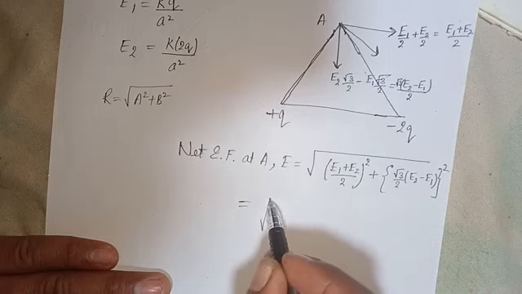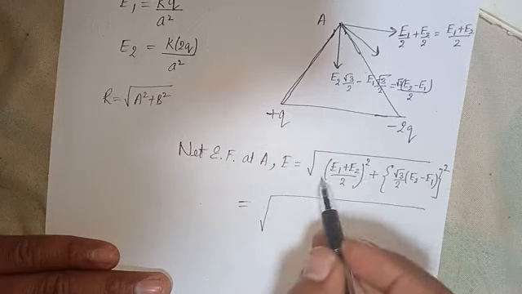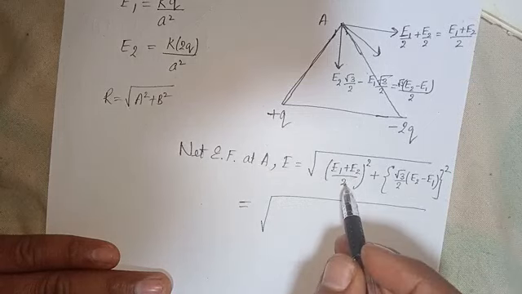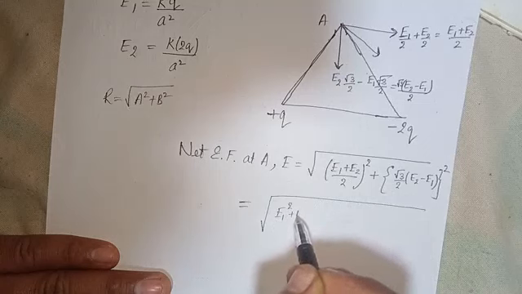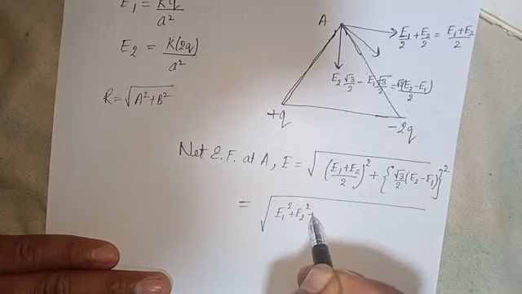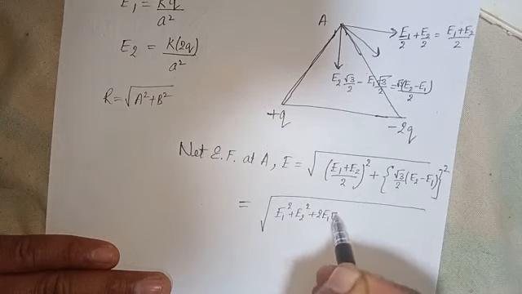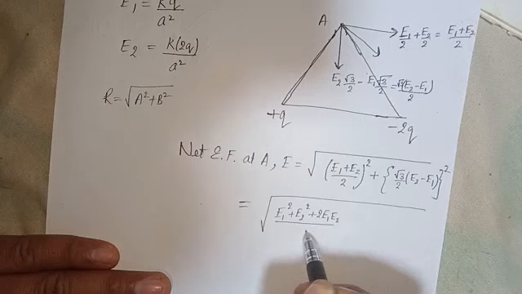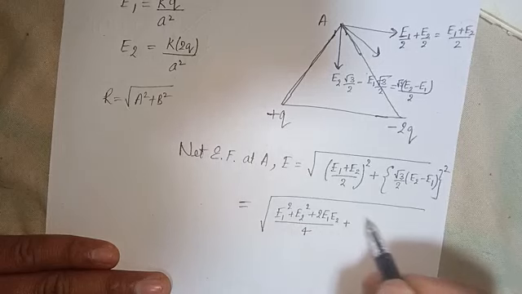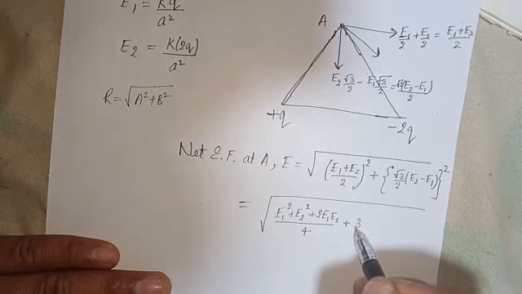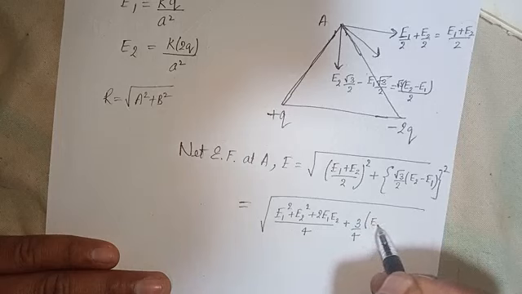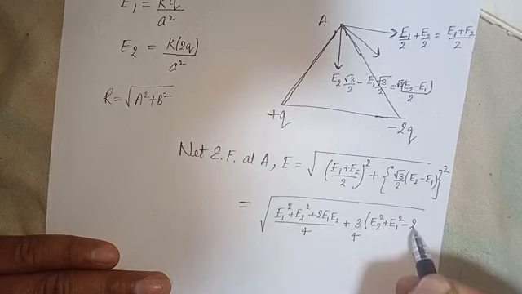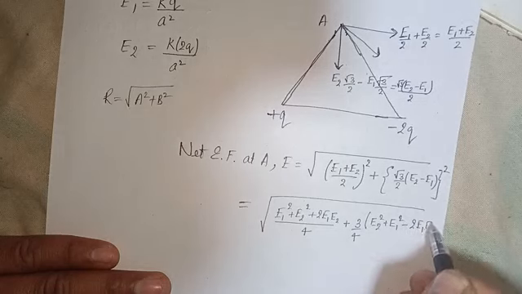So if this is the electric field, then if we solve it, both will give E1 square plus E2 square plus 2 E1 E2 upon 4, plus 3 upon 4 into E2 square plus E1 square minus 2 E1 E2.